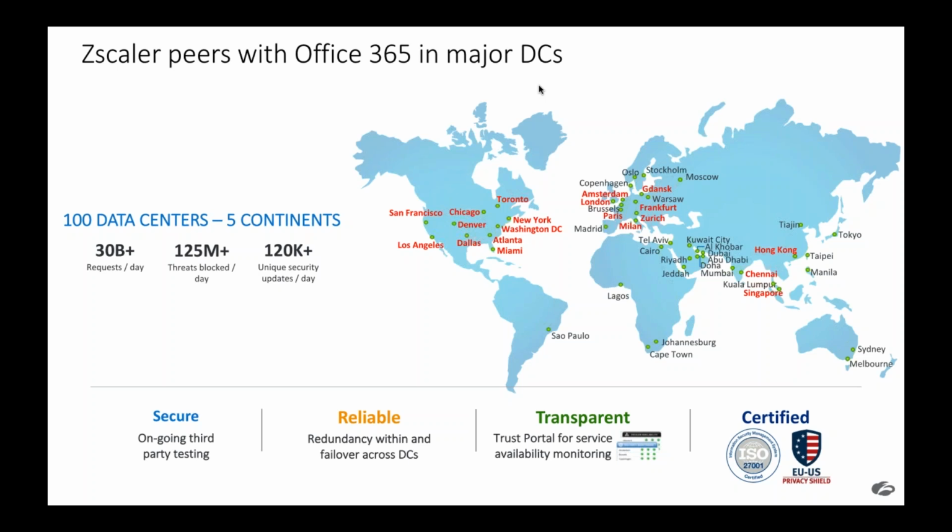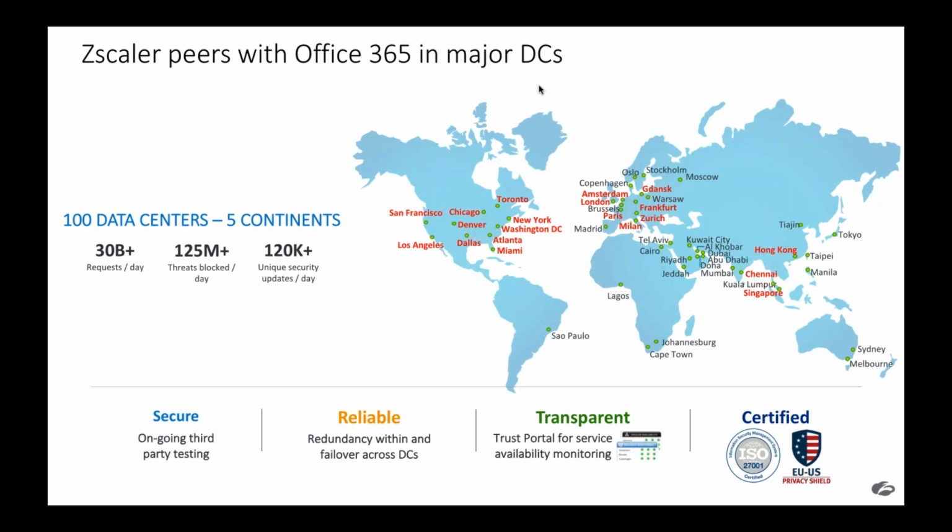and basically all of the cities shown in red, these are locations where we actually peer directly with Microsoft. So as you can see, there's around 20 different locations across the globe, major hub cities, that we are peering directly with Microsoft. So if you can get your traffic quickly to Zscaler, then we can get that traffic quickly to Microsoft.